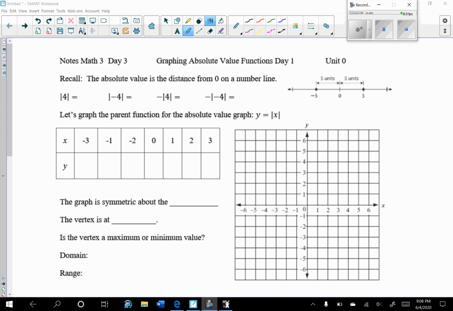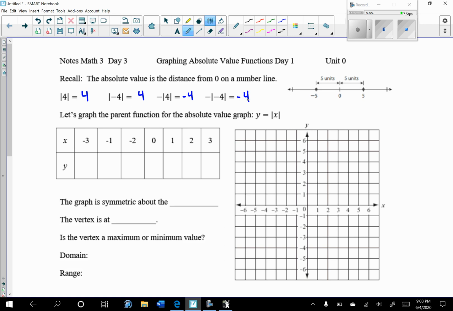Graphing absolute value functions, day one. Recall the absolute value is the distance from 0 on a number line. So the absolute value of 4 we know is 4. The absolute value of negative 4 is 4. Here the negative's on the outside, so this is negative 4. And same thing here with the negative on the outside, that means this would be negative 4.